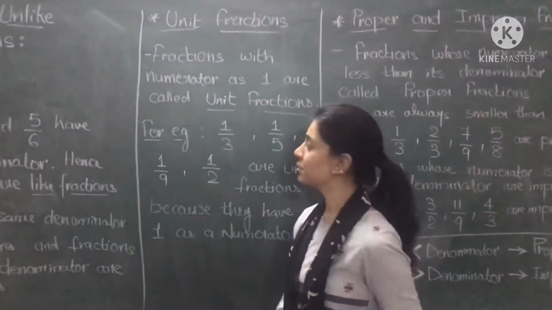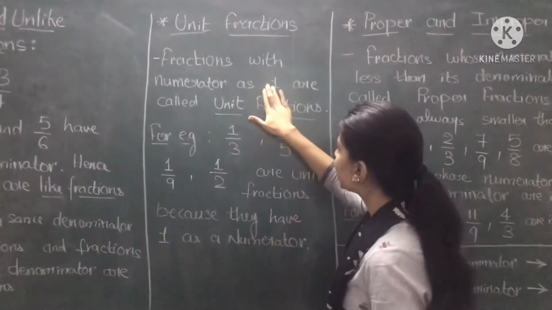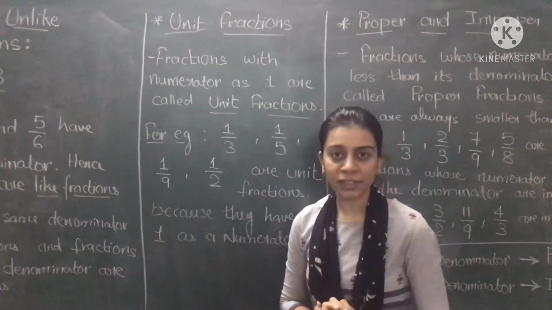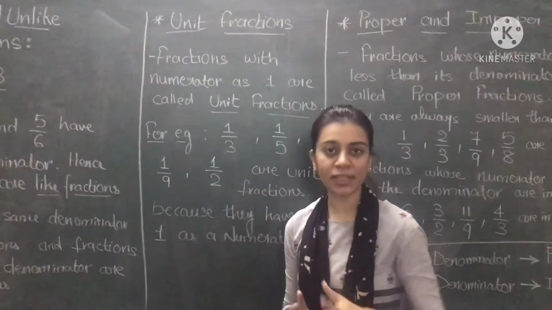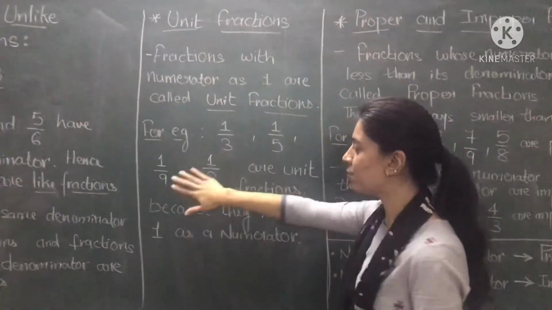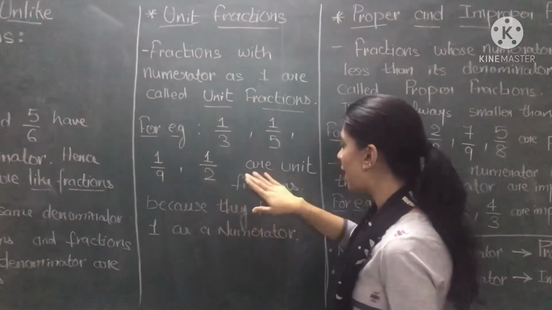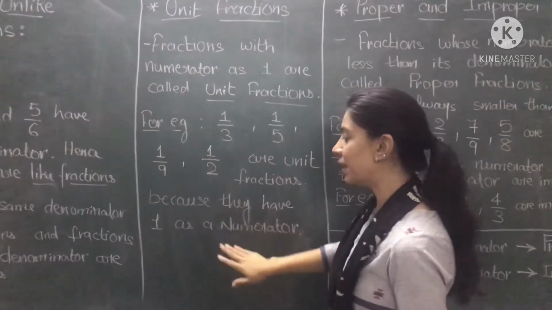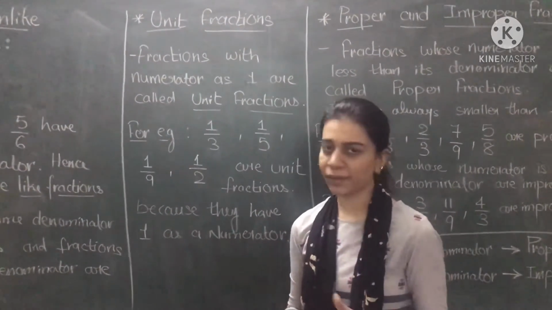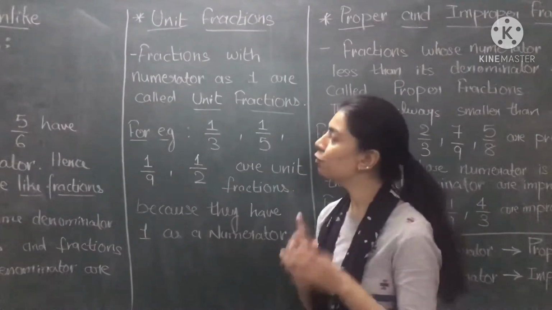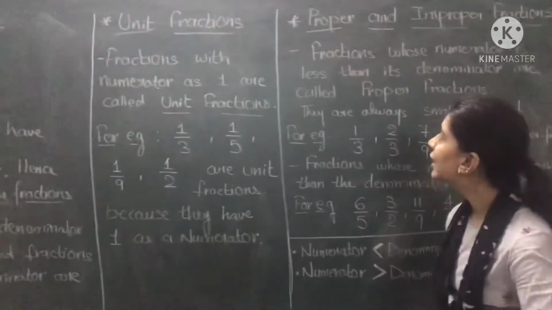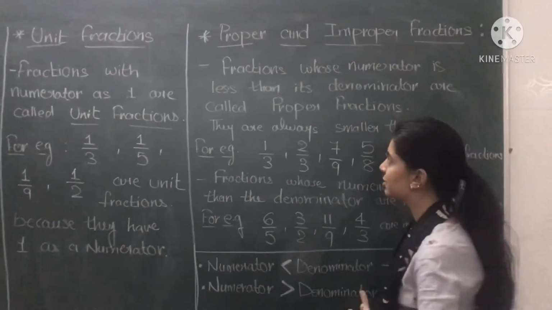What are unit fractions? Fractions with numerator as 1 are called unit fractions. So इसका मतलब है जिसका भी न्यूमरेटर, जिस भी फ्रैक्शन का न्यूमरेटर हमें 1 दिया गया है वो यूनिट फ्रैक्शन है. For example, 1 by 3, 1 by 5, 1 by 9, 1 by 2 are unit fractions because they have 1 as a numerator. So in any fraction, if the numerator is 1 irrespective of its denominator, then the fraction is a unit fraction. Now let us look at the proper and improper fractions.